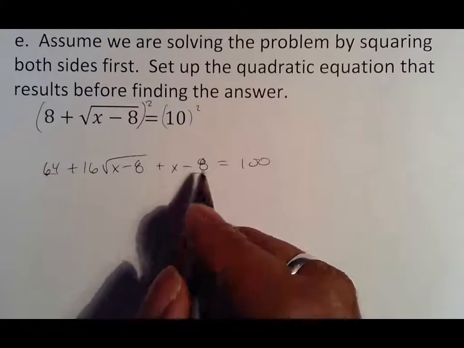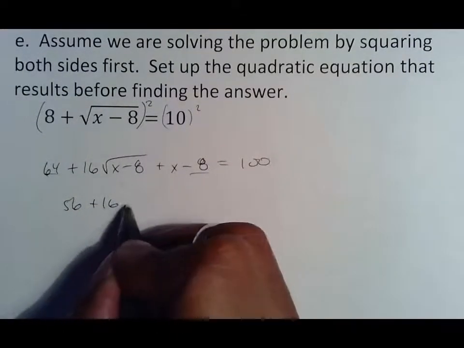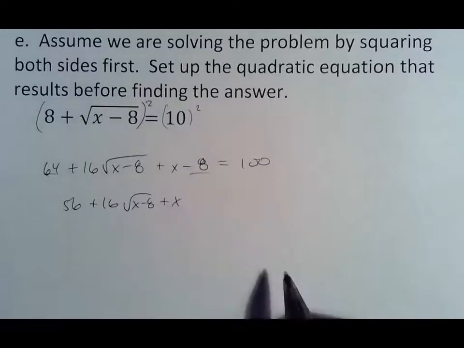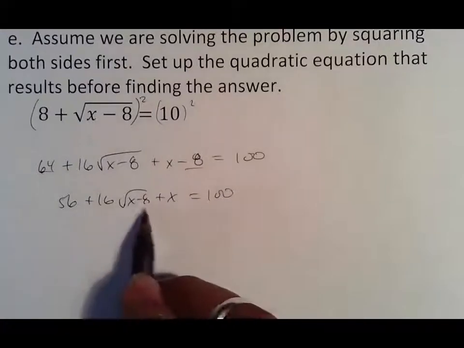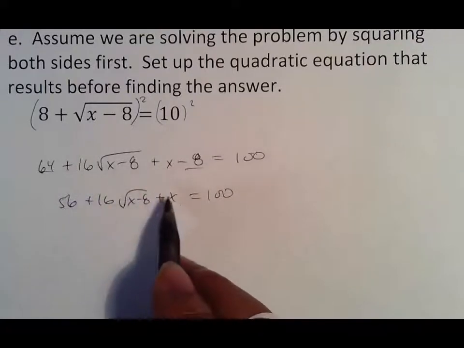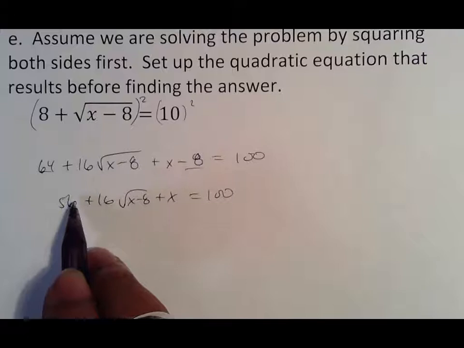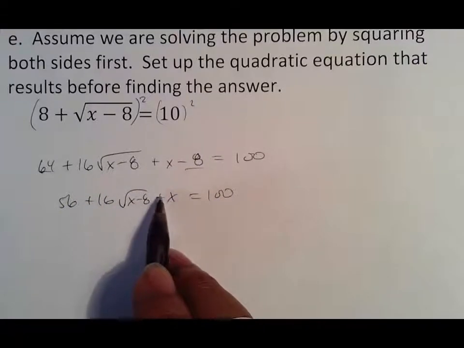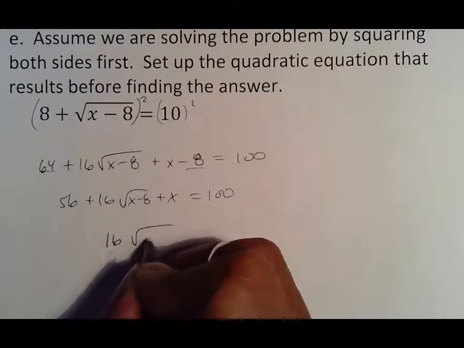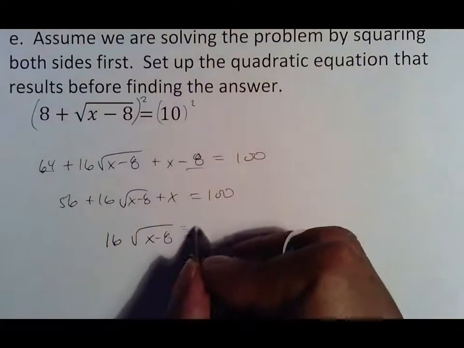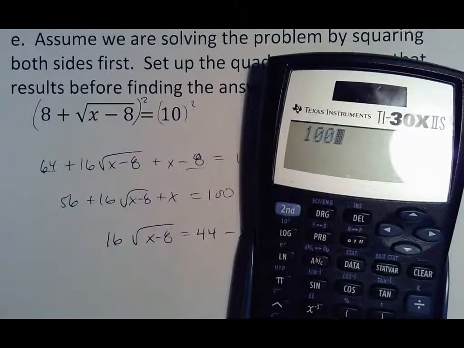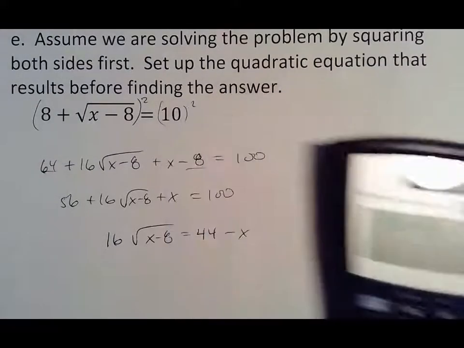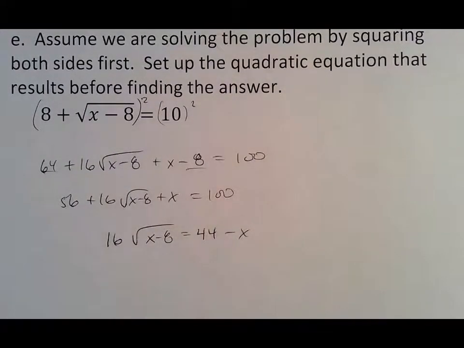That, I believe, is 56 plus 16 root x minus 8 plus x equals 100. Now, we got to get this by itself. So I'm going to move both of these things at the same time. I'm going to move the 56 and the x, because based off of my experience, moving 56 over here is just subtracting 56. Moving my x is just going to make it negative. So 16 root x minus 8 equals 44 minus x. Again, the 44 came from 100 minus 56, because I moved that over, and my x is over here.